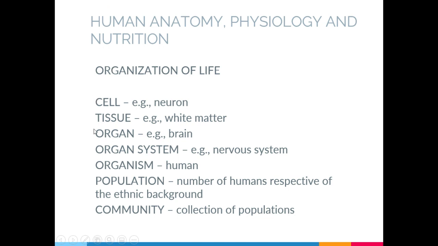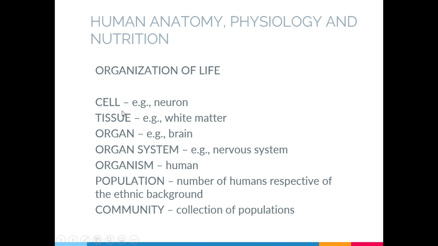Okay. So we also have human anatomy, physiology, and nutrition. This is where we discuss the close relationships between anatomy, physiology, and nutrition. Let's review first how life is organized, from the smallest to the largest. So we have cell. A cell is the smallest living unit of life. An example of this is a neuron. Neuron is the cell of the nervous system.